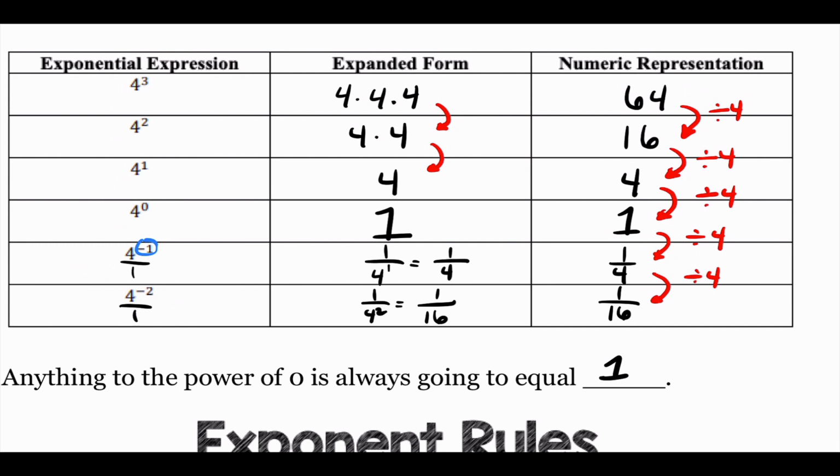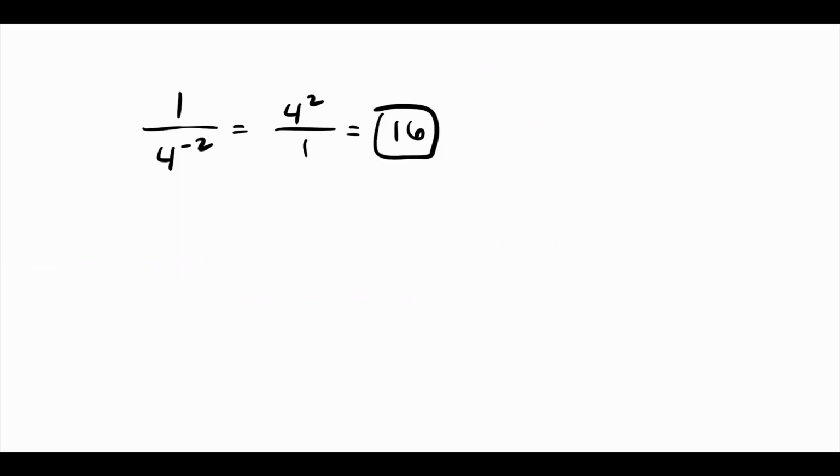If they're, what about this? What if it's already negative on the bottom? What do you think I'm going to do to make it positive? Move it to the top. So this is another way of saying this, which is 16, right? It's another way of saying that.